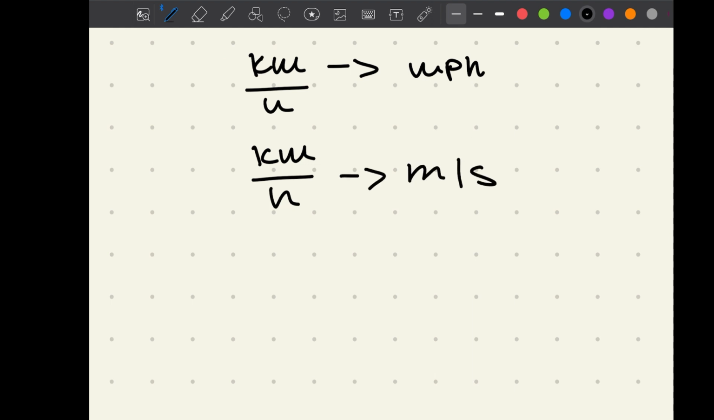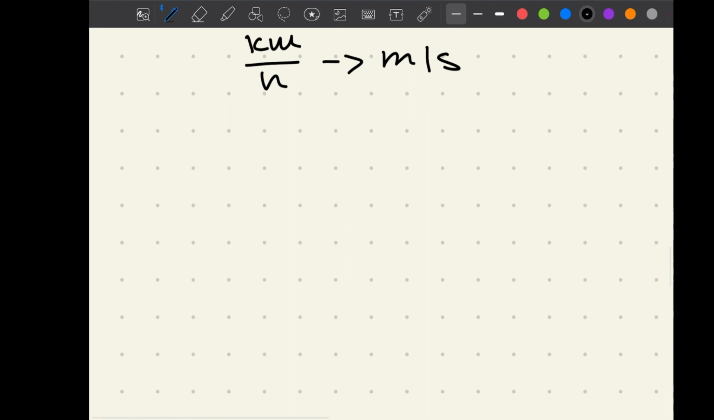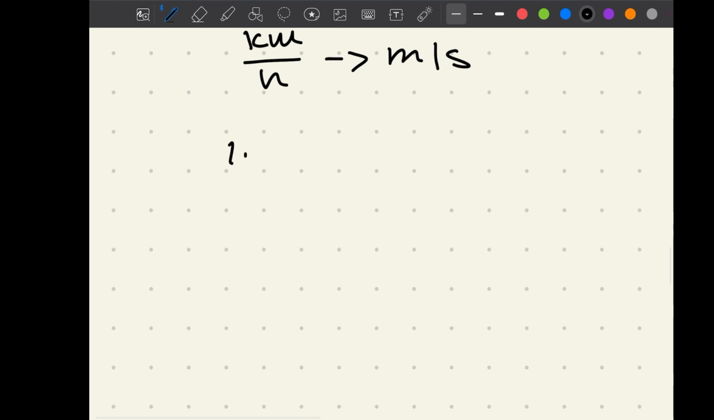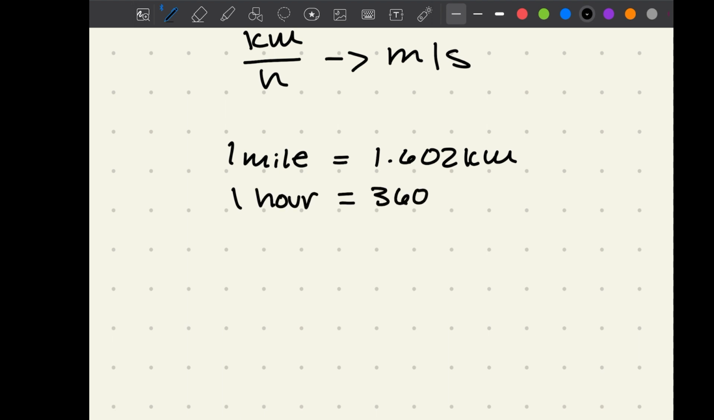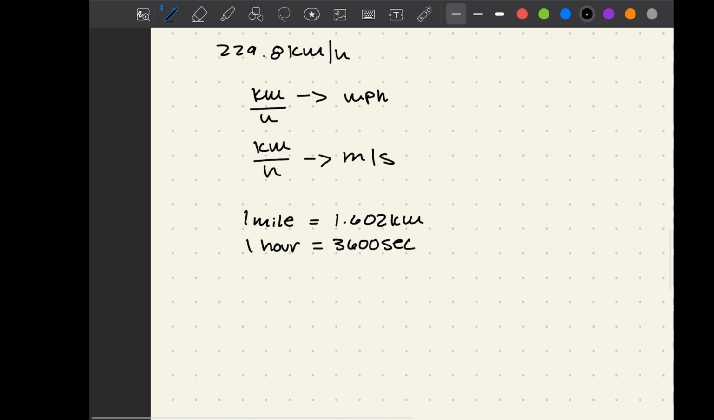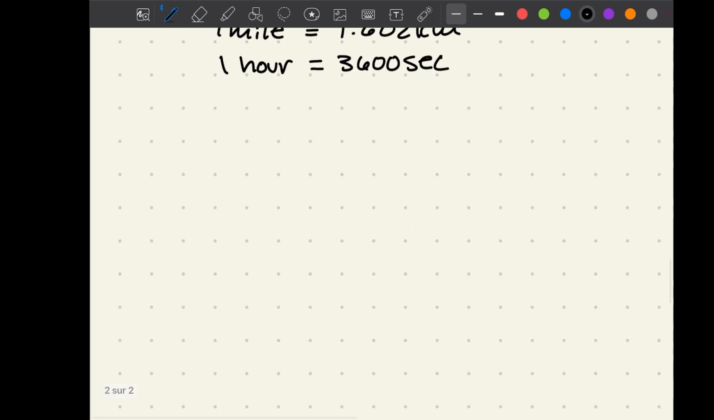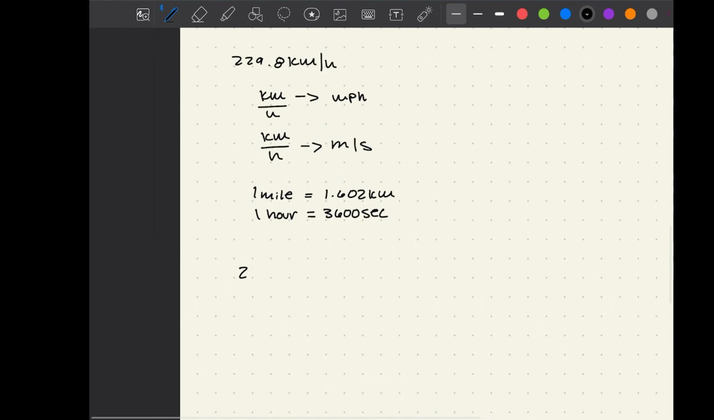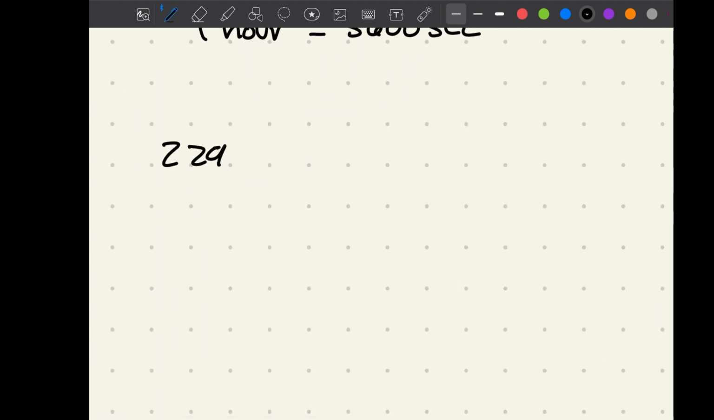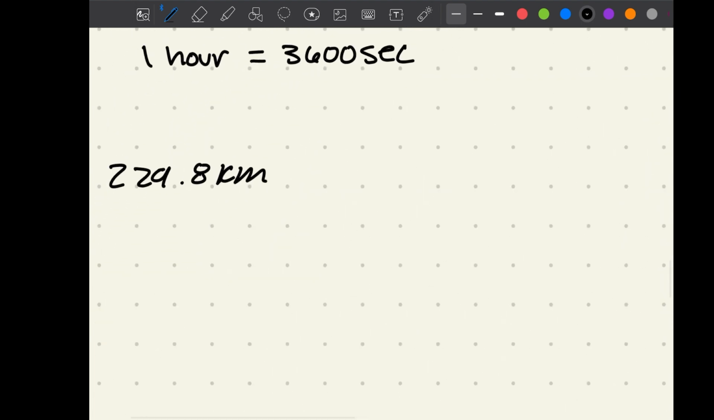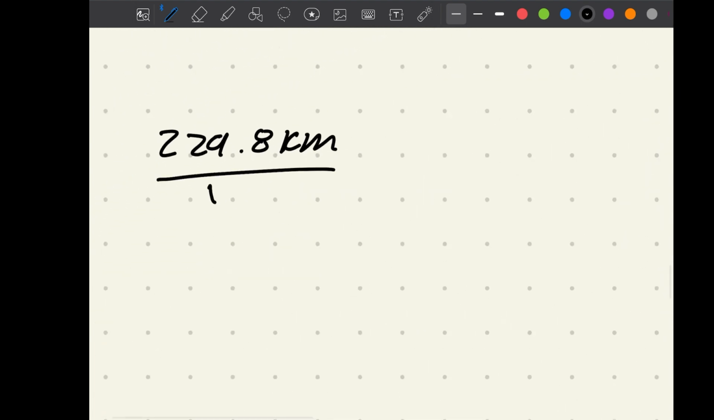meters per second. So a few key conversion rates we might need will be 1 mile equals 1.602 kilometers, and 1 hour equals 3,600 seconds. So similar to the first problem, we will do a box method. So we will have 229.8 kilometers at the top, and we will divide by 1 hour.